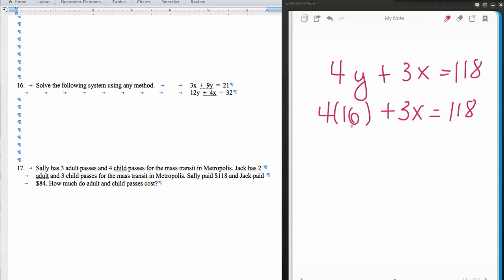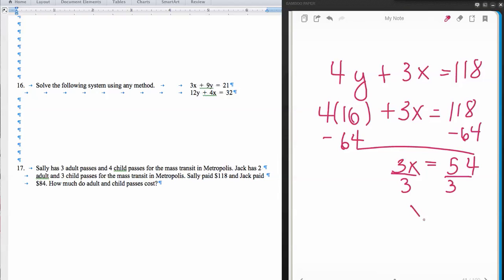And so we have 16 times 4, so we have 4 carry the 2, so that's 64, and we're going to add the opposite to both sides. So we have 3x is equal to 118 minus 64, which is 54, and then we multiply by the reciprocal, which looks like division because it is. 3 will go into 5 one time, and 2 left over, and 24, 8 times, and so $18.